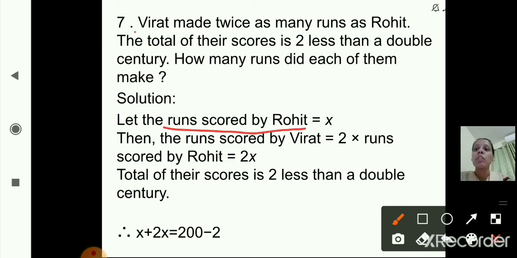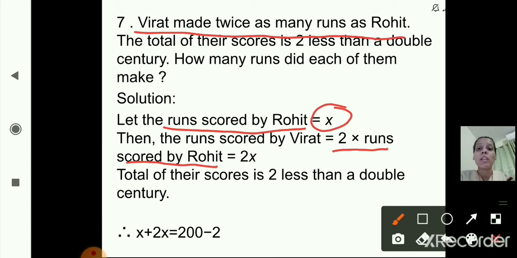Now, see the question: Virat made twice as many runs as Rohit. So, if Rohit made x runs, then the number of runs scored by Virat is 2 multiplied by x, that is 2x. Why? Because Rohit made x runs and Virat made twice as many as Rohit. Twice means 2 times, double. So 2 multiplied by the runs scored by Rohit, which we consider as x. So the runs scored by Virat is 2x.